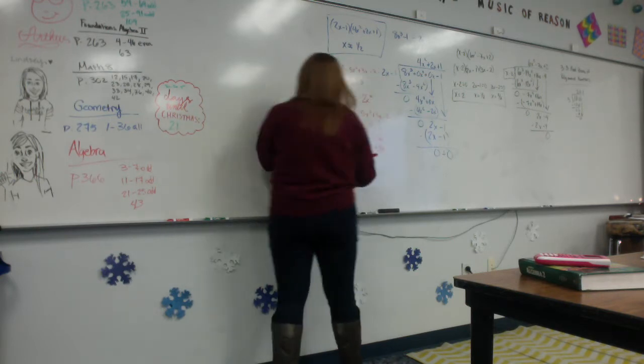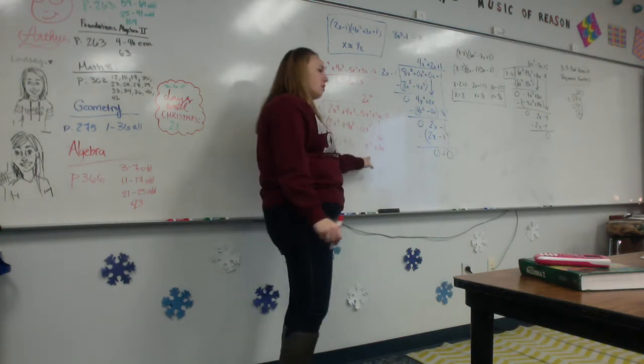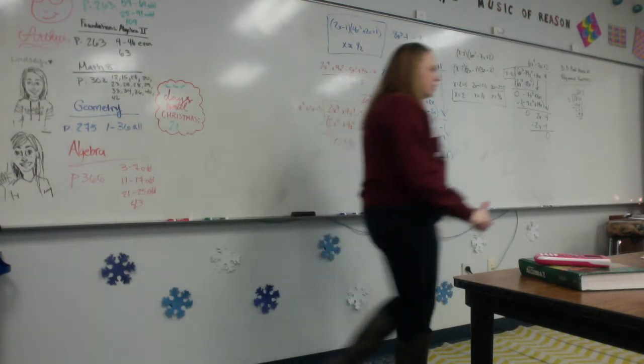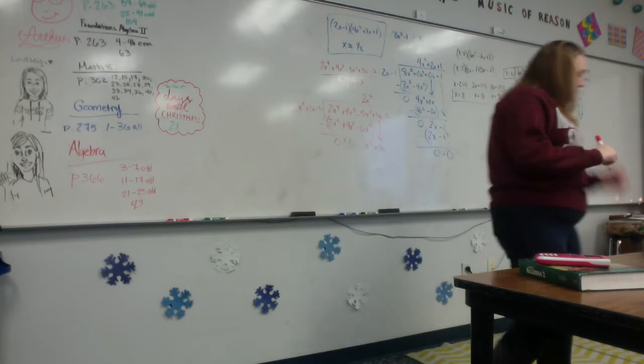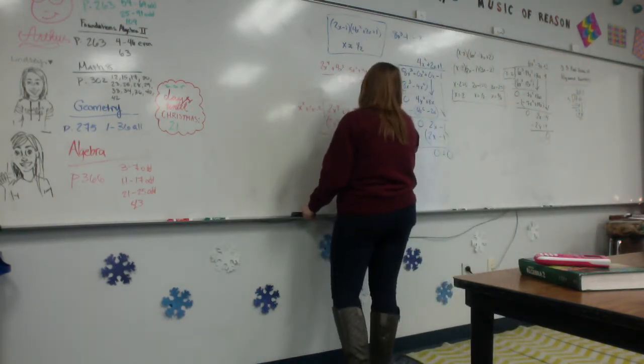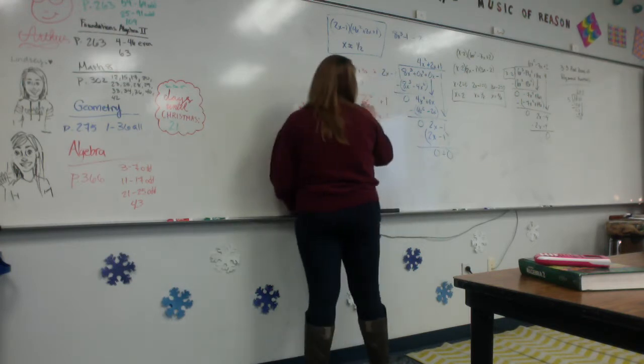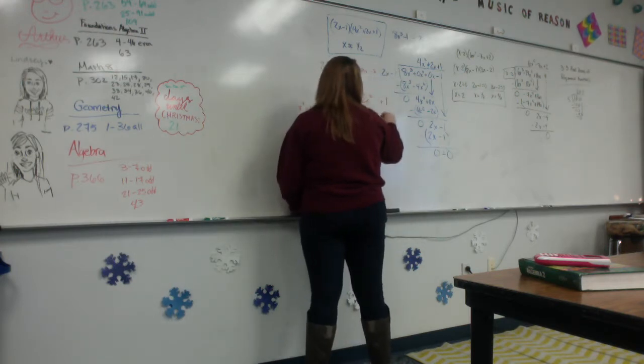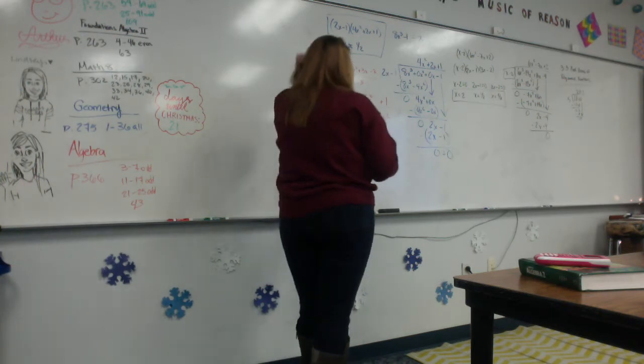3x. How do you get x squared to x squared? You multiply by 1, right? Okay? You multiply by 1, which means it goes over here, because everything that you multiply by has to be over top of whatever x is there. It has to match.